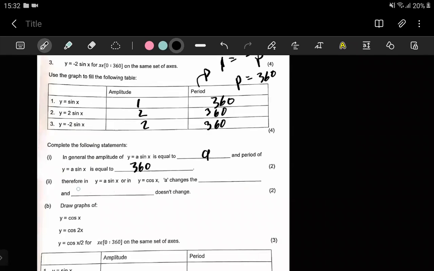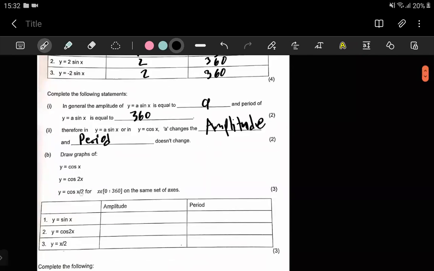And then it says, therefore, for y equals a sine x or y equals a cos x, a changes the amplitude. So this amplitude, a changes the amplitude, and the period doesn't change. And yeah, you can say period doesn't change here. That's still accurate as well.